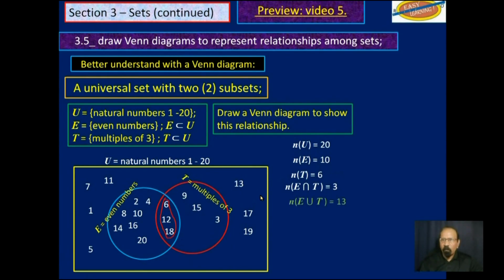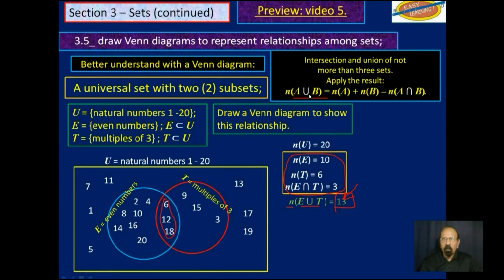So now, what is the cardinality of E union T? If we count all the numbers in the blue and red circles, we will get 13. But remember, you're only counting 6, 12, and 18 once. Let us say you didn't know that, and you only have this piece of information here. How will you come up with that 13?